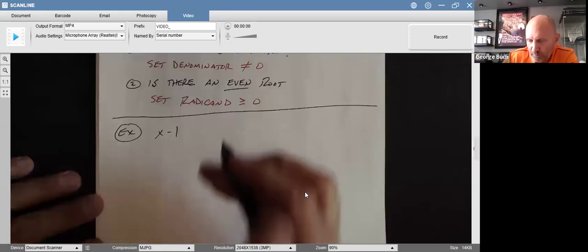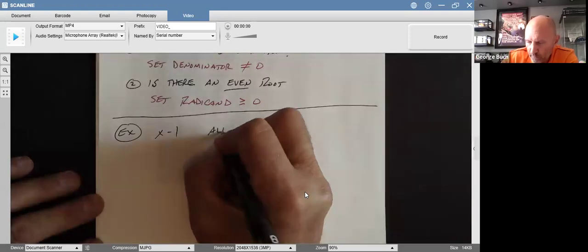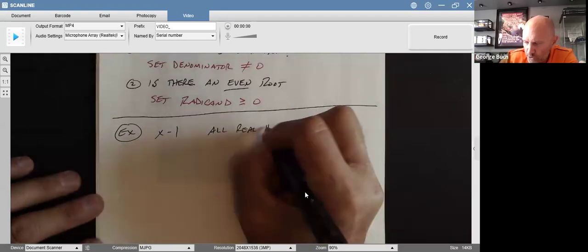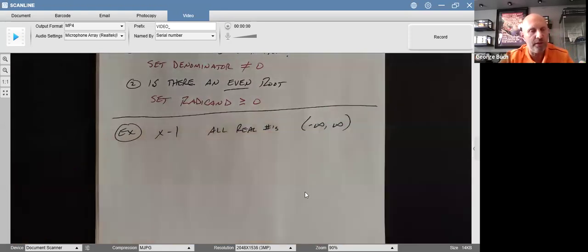And so for this kind of expression, we say the domain is all real numbers, which in interval notation is going to be -infinity to +infinity.